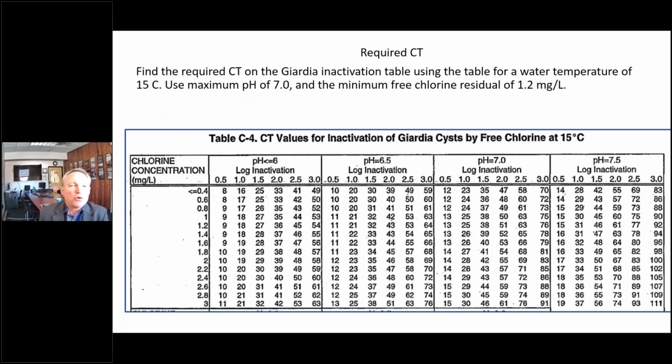So first of all, we'll look at what is the required CT value. We have our 15-degree Celsius table up here, and we are going to line up our 1.2 milligrams per liter with our 3-log inactivation at 7 pH, and we see we want to attain a minimum CT value of 76. So what we're going to have to do next is look at our contact time and our chlorine concentration and see if it's sufficient to meet this. So let's do that in the next slide.